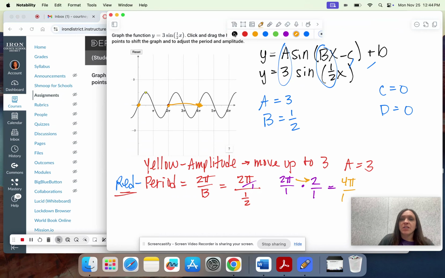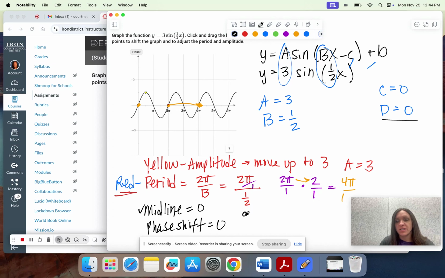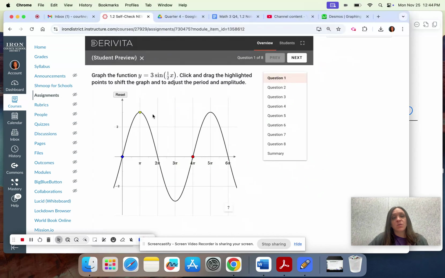Okay, so now at this point, I would do the midline. But our midline equals 0. I don't have to do anything. That's done. And then from there, I would do the phase shift. But that's also 0 because that one involves C. So that one's done. Okay, so actually, because that one only had 2 things, we're done.